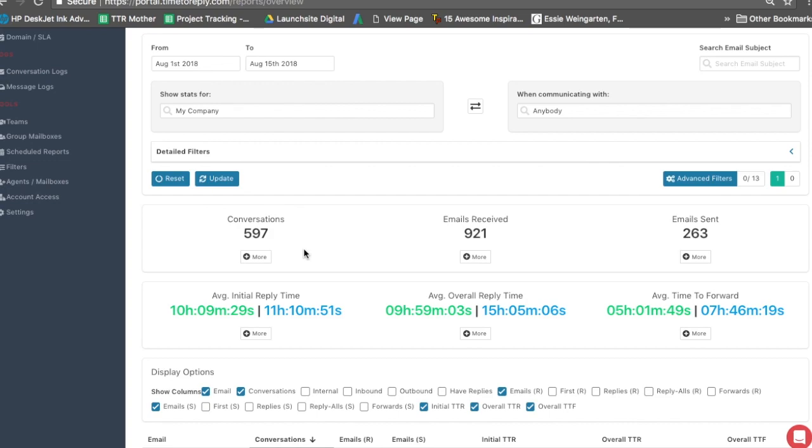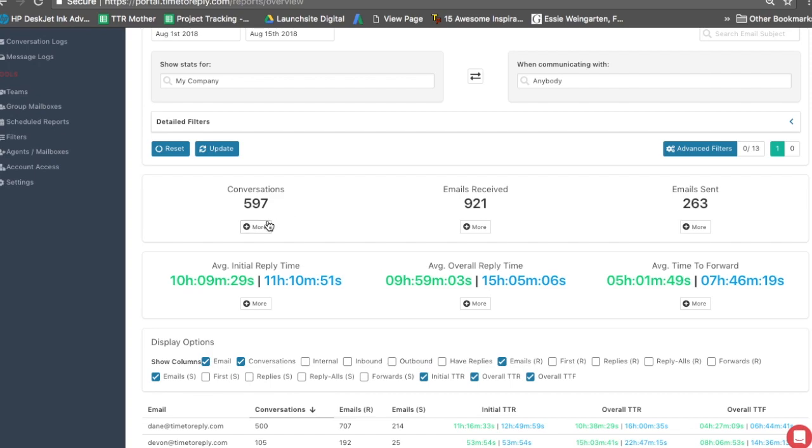So you can see that a conversation could include multiple emails received and multiple emails sent. But we'll get into that in more detail when we look at these statistics specifically.